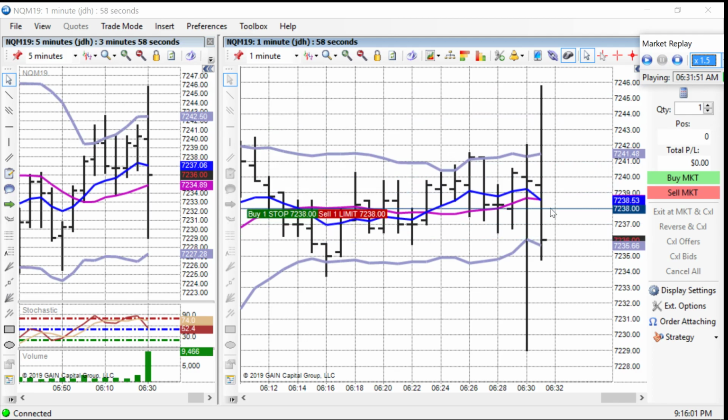Okay, I'll pause it there. And as you can see what's happening on the 5-minute chart, it's still the same price bar over here on the left side. And we're starting to bend that ADMA line down on the 5-minute chart. And we're crossing over on the 1-minute chart.